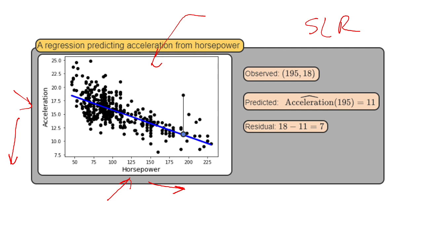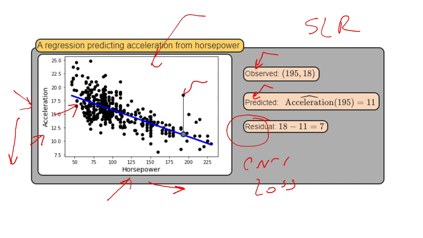The simple linear regression model here is represented with the blue line, which represents the relationship between an observed variable and a predicted one. So based on the observed horsepower value of the car, we can predict the acceleration. And here we also define the residual, or the loss, also called the error, and it is simply the difference between the observed value and the predicted one.